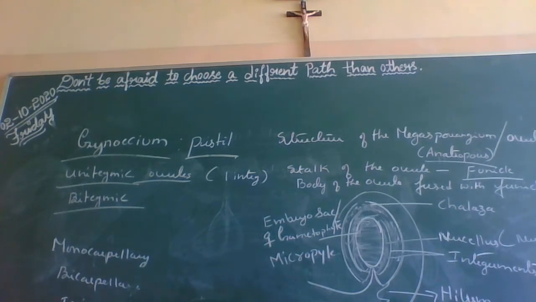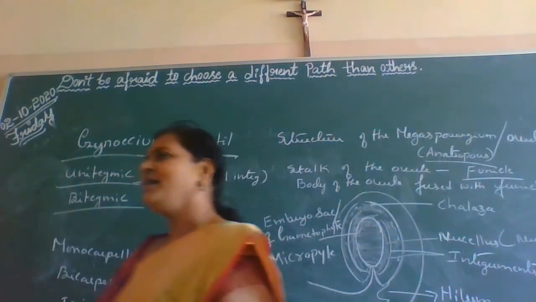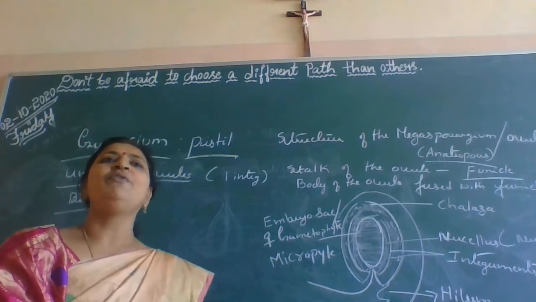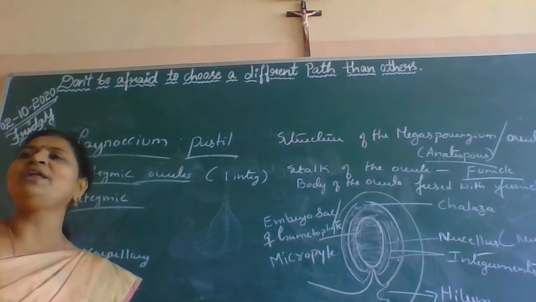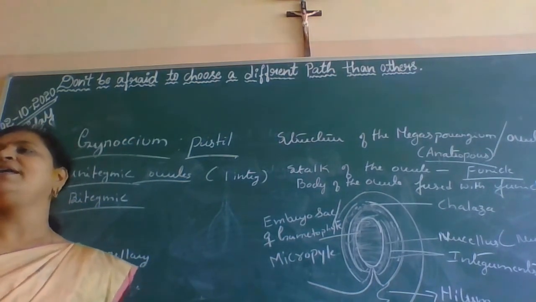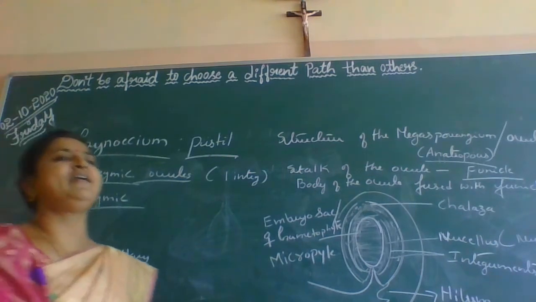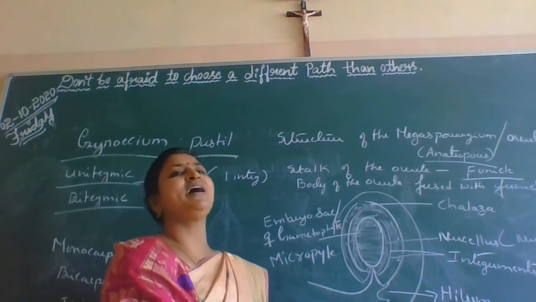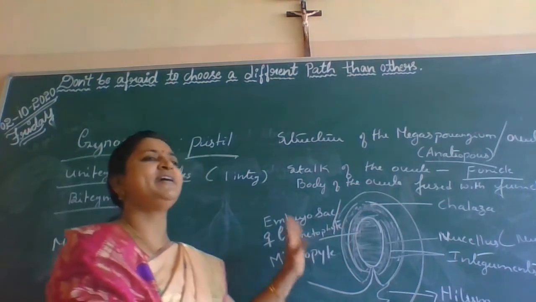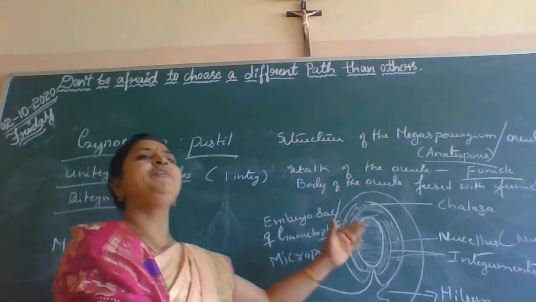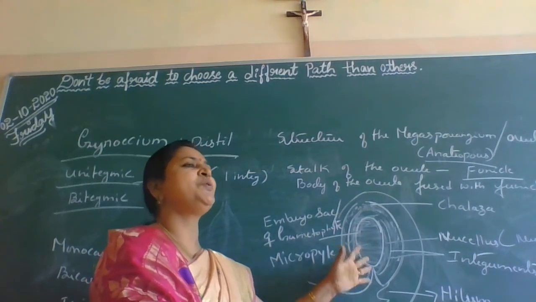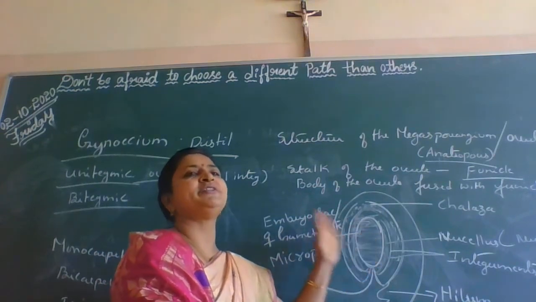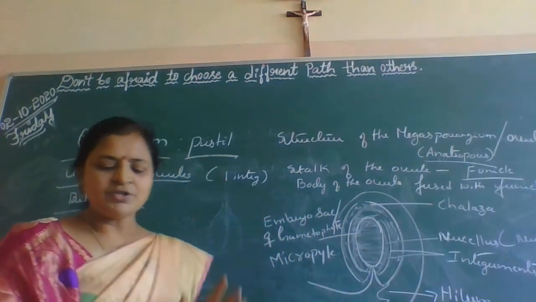Now, inside the embryo sac or female gametophyte, we can observe 7 cell, 8 nucleate condition. How many cells can we observe? 7 cells and 8 nuclei. We will discuss that. What is the structure of the female gametophyte of angiosperms? Any doubt regarding this?